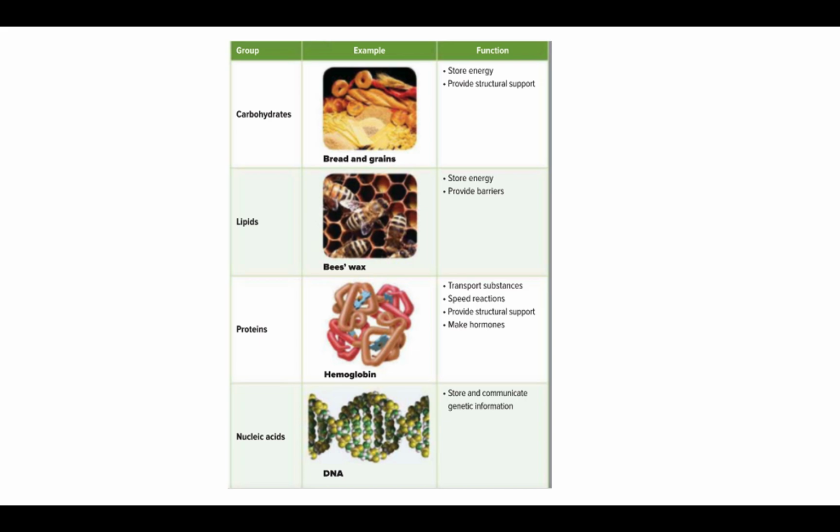Then we get into protein. So we have this protein known as hemoglobin, and it is responsible for transporting oxygen in your blood. So proteins, they have a lot of functions, including transport substances, speed up reaction, provide structural support, and make hormones. And lastly, we have the nucleic acids. And nucleic acids comprise DNA or RNA, and their job is to store and communicate genetic information.